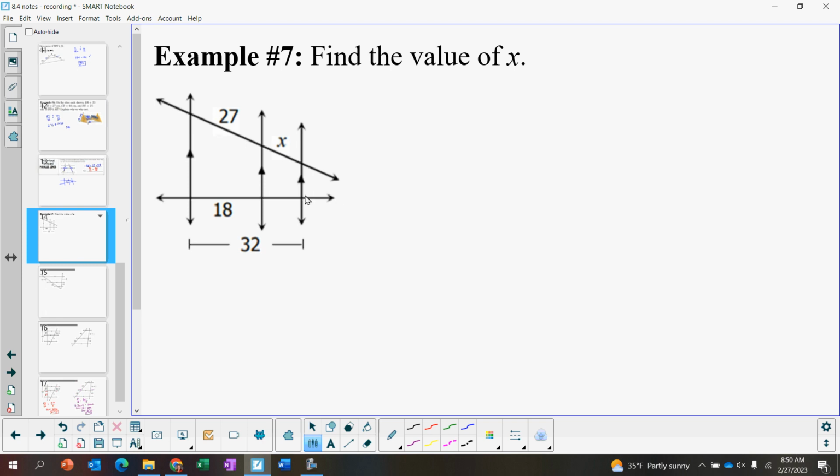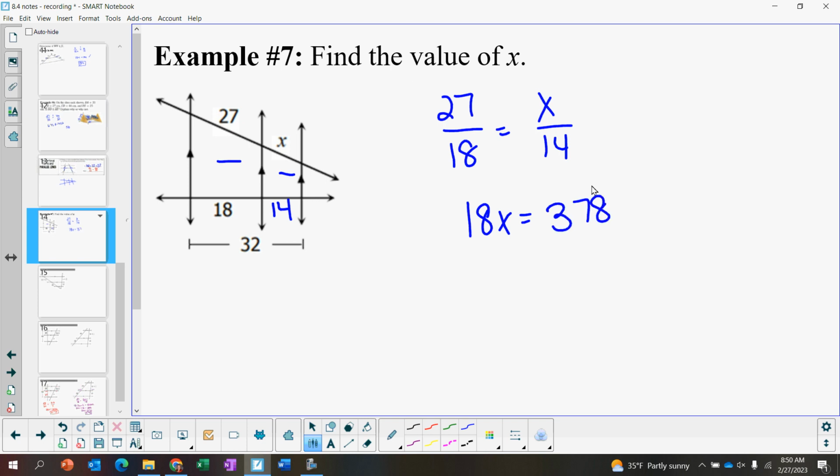So if this whole thing is 32 and that's 18, subtract, we get 14. So 27 over 18 equals x over 14. Cross multiply: 18x equals 378. Divide both sides by 18, and I get x is 21.